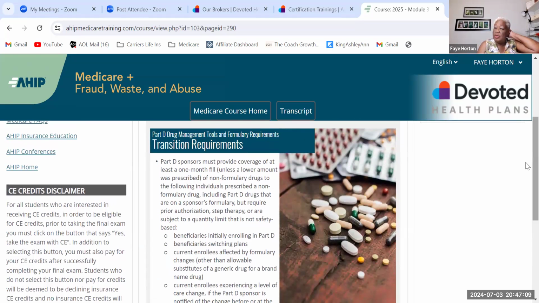Part D transition requirements. Part D sponsors must provide coverage of at least a 1-month fill, unless a lower amount was prescribed, of non-formulary drugs to the following individuals prescribed a non-formulary drug, including Part D drugs that are on a sponsor's formulary but require prior authorization, step therapy, or are subject to a quantity limit that is not safety-based.